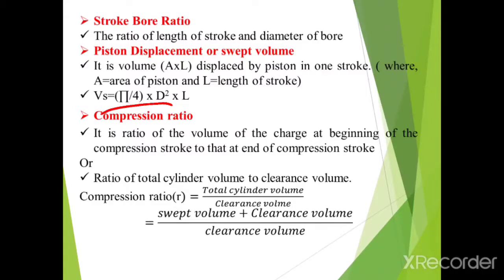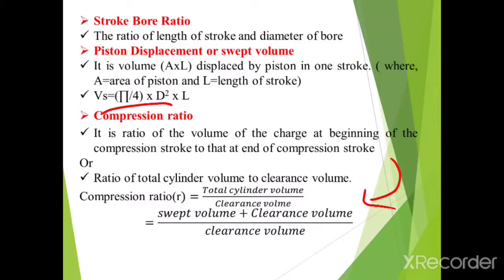Now next definition, compression ratio. It is the ratio of volume of charge at the beginning of the compression stroke to that at the end of the compression stroke. There is another definition in simple language: compression ratio is equal to total cylinder volume divided by clearance volume.